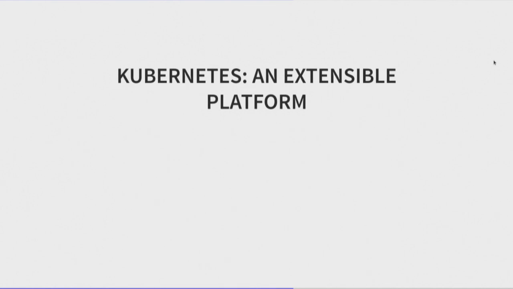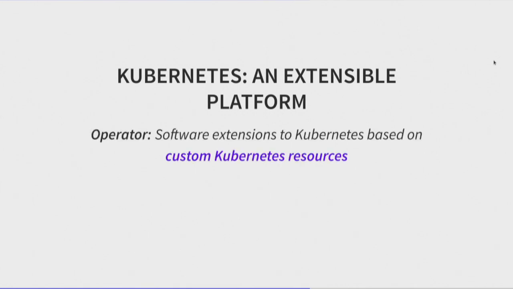Then, starting from those constructs of Kubernetes, some people thought this is not enough, and so they wanted to extend it. And this is why we say Kubernetes is an extensible platform. What those extensions consist of are operators. And operators are controllers, like the deployment controllers, etc. But they are custom controllers based on custom Kubernetes resources, which means not just the base Kubernetes resources like pods and deployments, but custom ones.